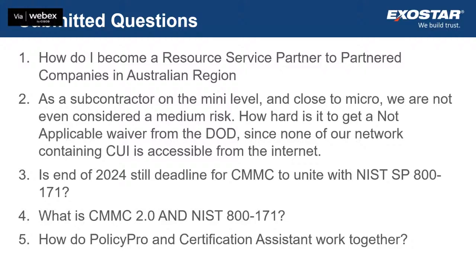Number three: is end of 2024 still a deadline for CMMC to unite with the NIST 800-171 controls? As I covered in the intro section, we don't really have a date yet. We know it's not going to be 2023, just based on the timeline of when the rule will be submitted to the General Services Administration. It'll then come back for a public comment period and the time it would take to get through that. But I don't really know if end of 2024, spring of 2024, et cetera, would be when you'll start to see it. So I would say, stay tuned.